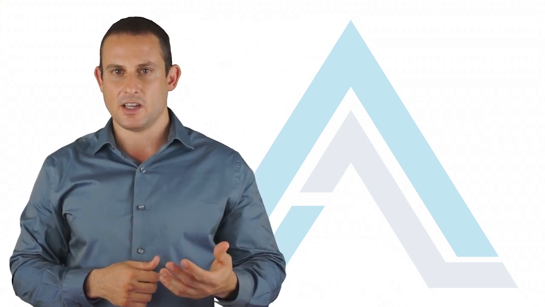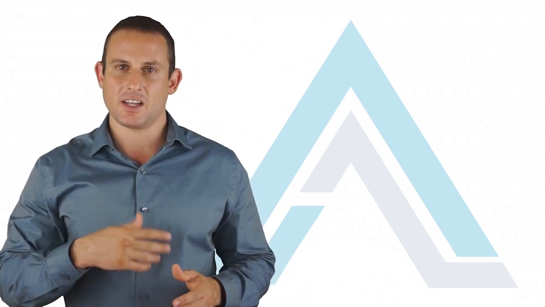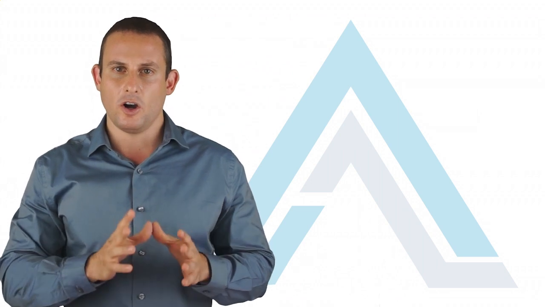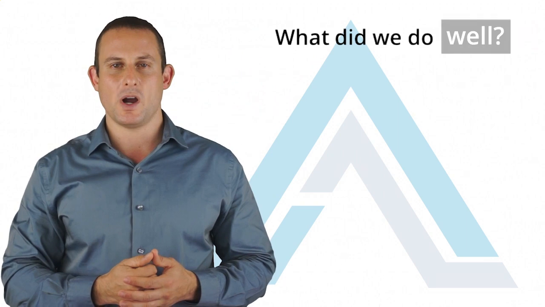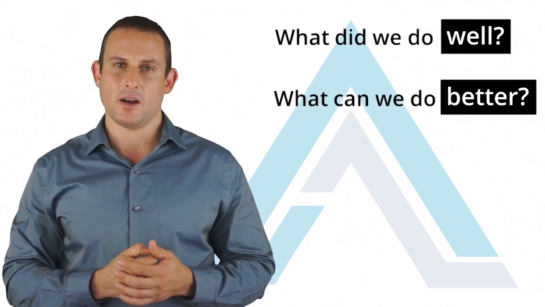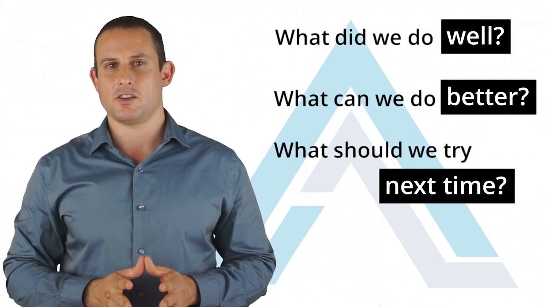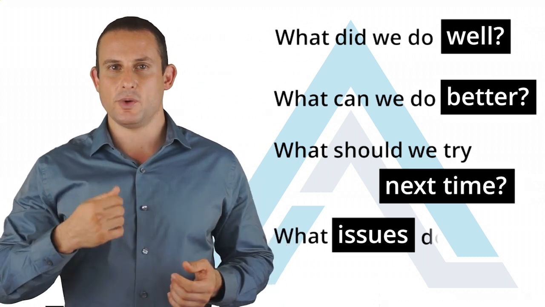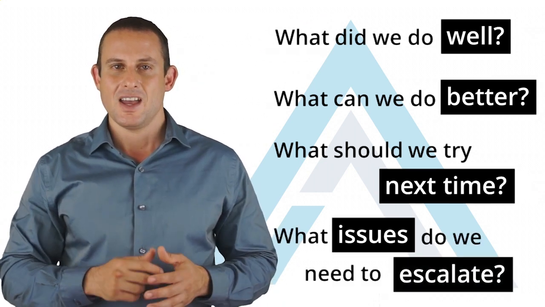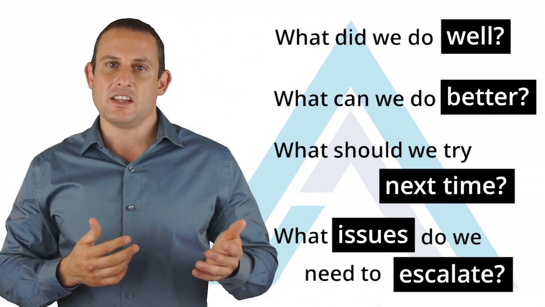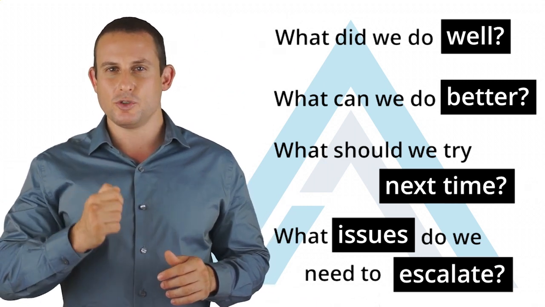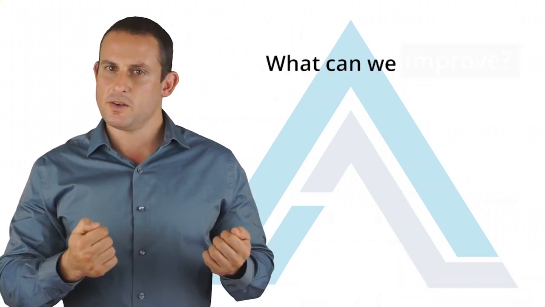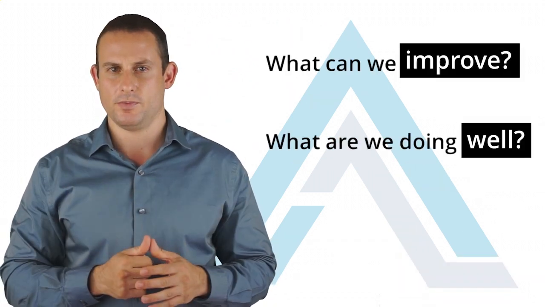Before reviewing the technique, let's identify the classic 4 questions often asked in Scrum retrospectives. What did we do well? What can we do better? What should we try next time? And what issues do we need to escalate? Now, with this circles technique, I prefer to simplify things even further by asking only 2 questions. What can we improve? And what are we doing well?